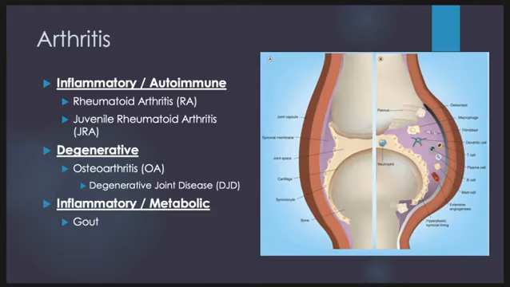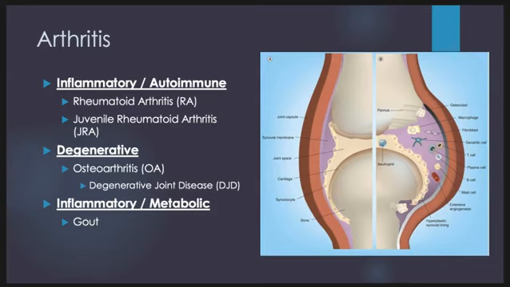There are three different types of arthritis that we're going to go over. The first is inflammatory or autoimmune. Rheumatoid arthritis is the one that will affect adults and is chronic. There is also juvenile rheumatoid arthritis, but we will only cover adult rheumatoid arthritis.